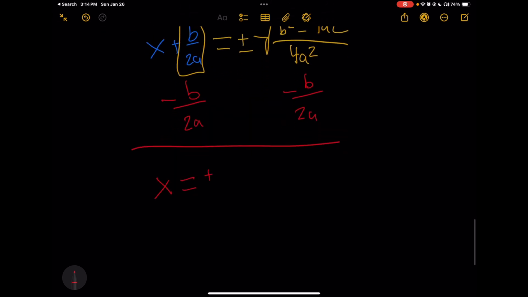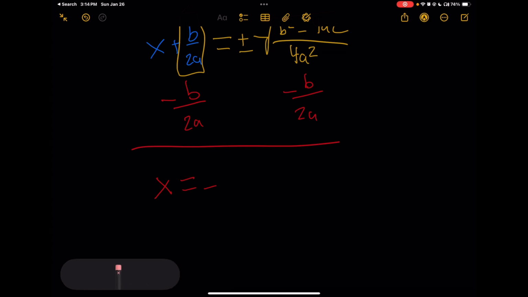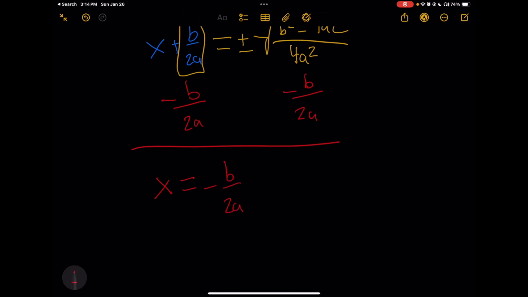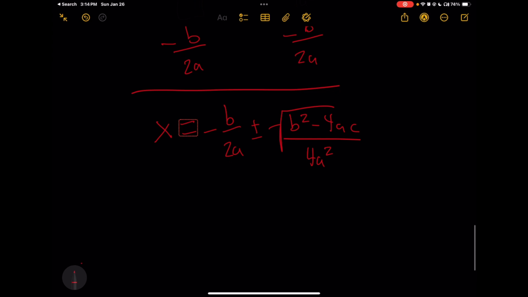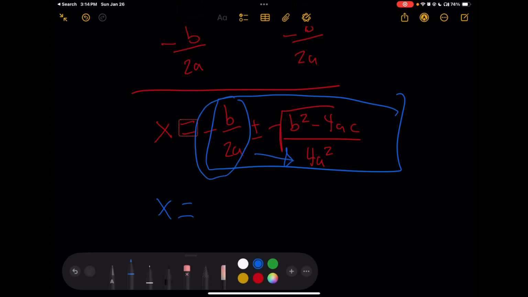But no, wait, that is incorrect. Negative b over 2a plus or minus the square root of b squared minus 4ac all over 4a squared. But we can actually simplify this part of it further. So we can get x equals, and then how do we get this here? So what we can do is, okay, wait.